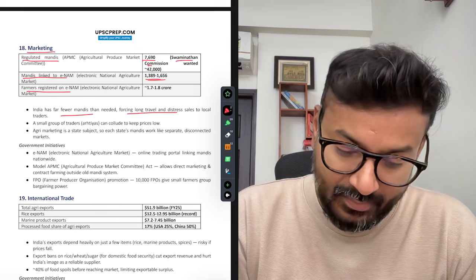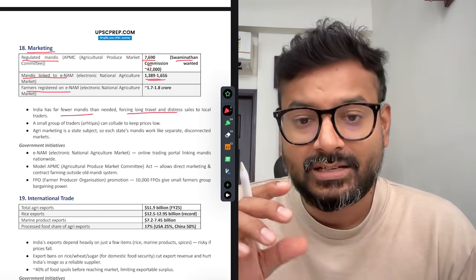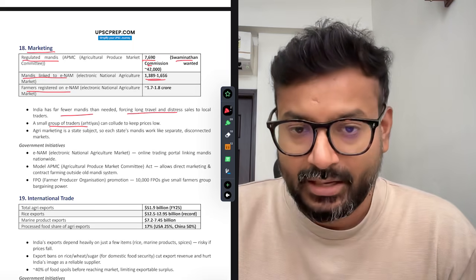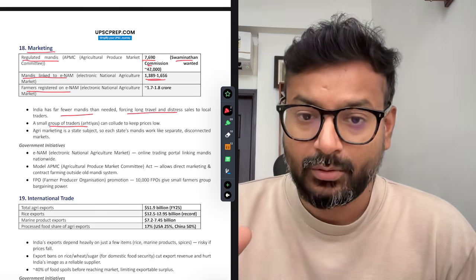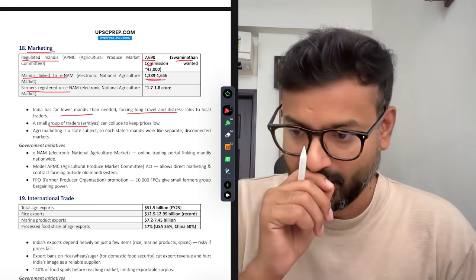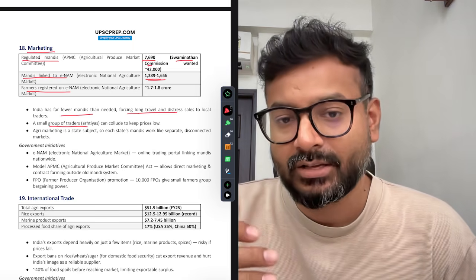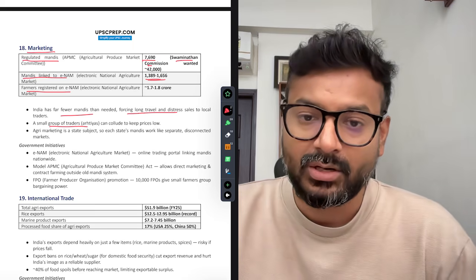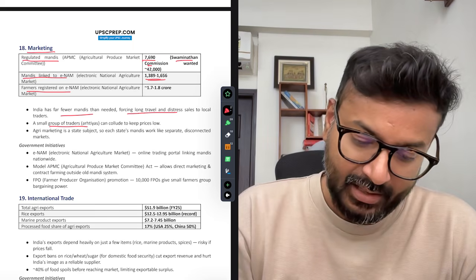What also happens is that there are a lot of middlemen. A small group of traders, middlemen, or hatias collude among themselves to keep prices artificially low. In the auction, they will not bid very high, and therefore farmers are not able to get a fair market rate.